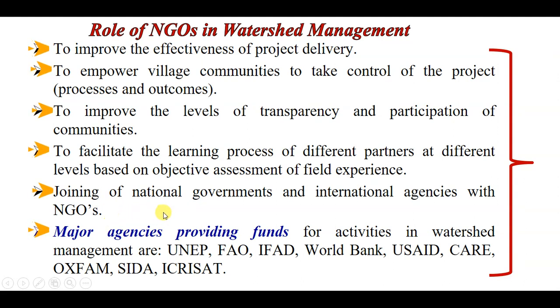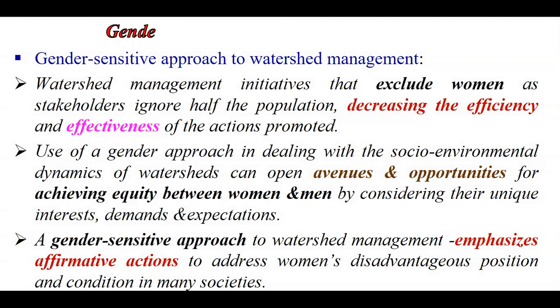Joining of national government and international agencies with NGOs. Major agencies provide funds for activities in watershed management. Here is a source of funds: UNICEF, FAO, World Bank, USAID, CARE. These are some funders, some agencies providing funds for watershed projects.